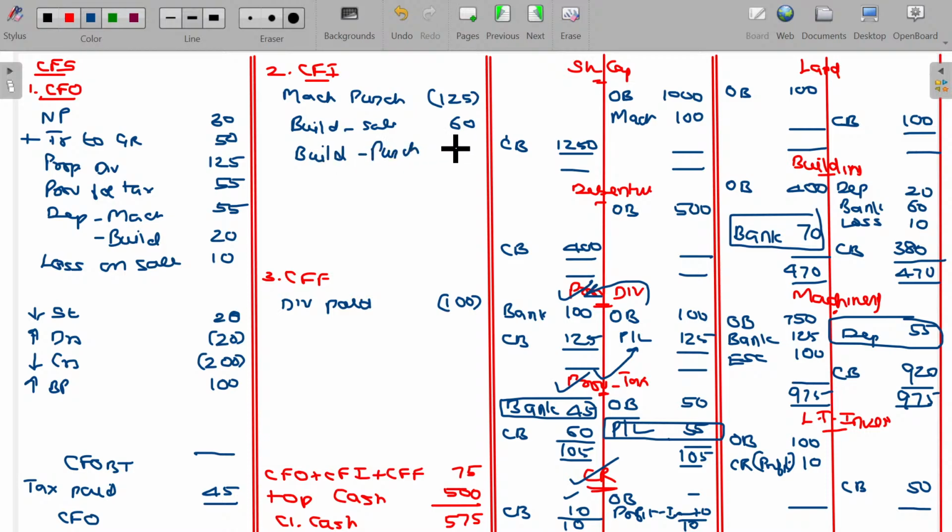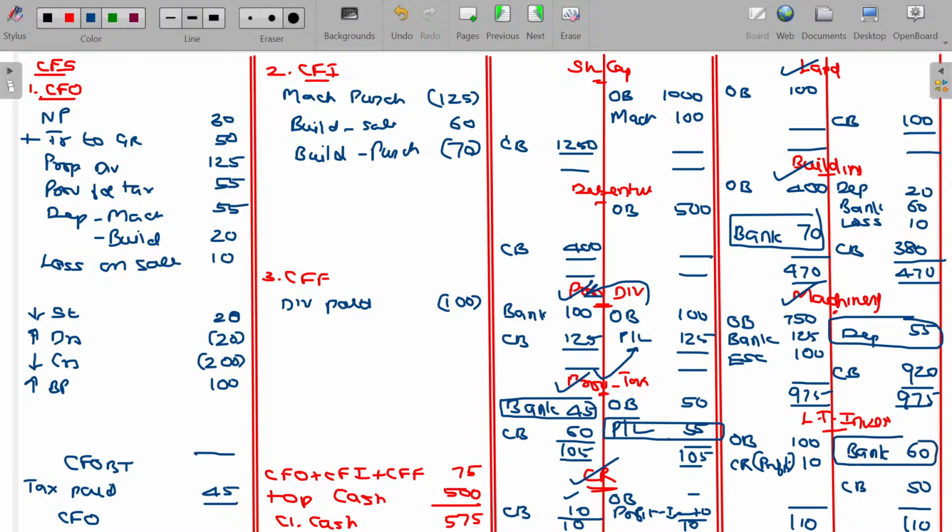Sale is inflow, purchase is outflow. So building over, machinery over, land no adjustments, no purchases, no sales, no depreciation, no revaluation. In case of long-term investment, 110, closing value 50, 60 rupees will be sale.